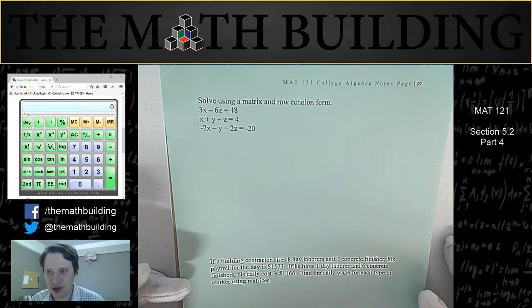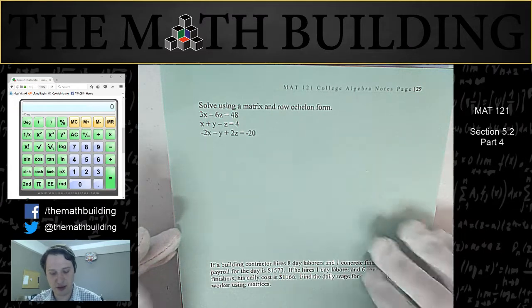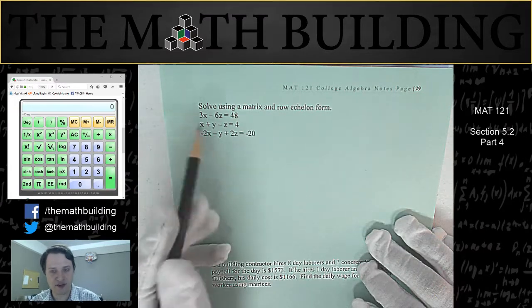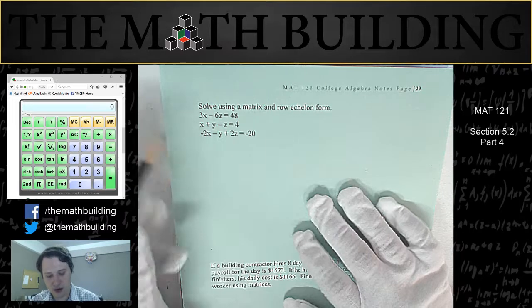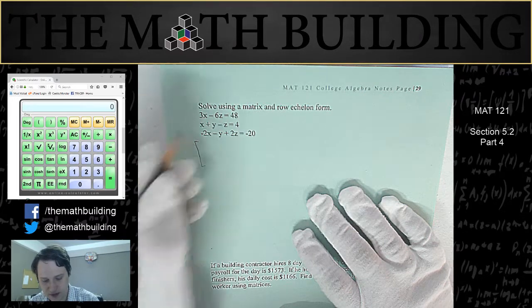And welcome back to section 5.2. Let's do one more example of using a matrix to solve a system of equations. So as you know, the first step is to write the system as an augmented matrix.